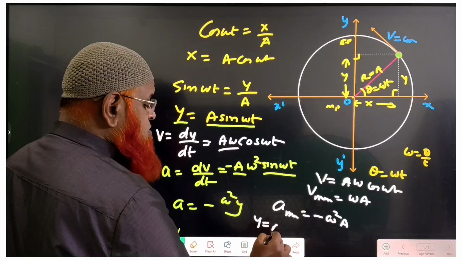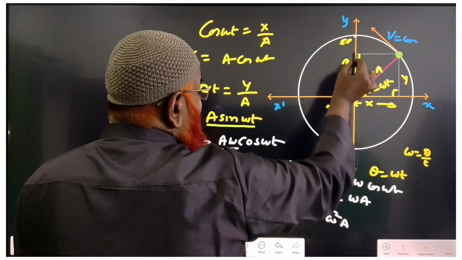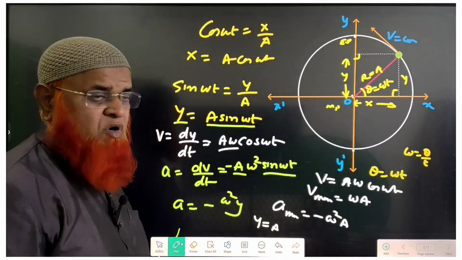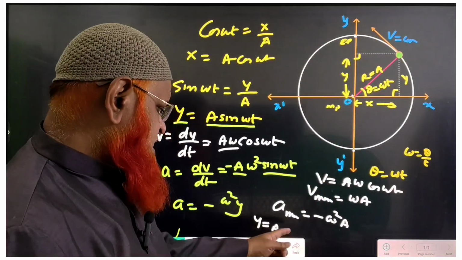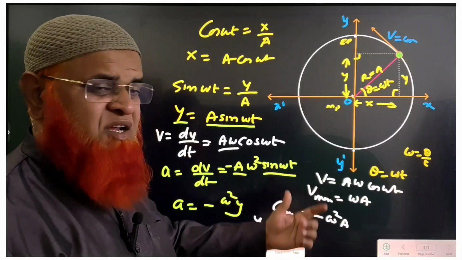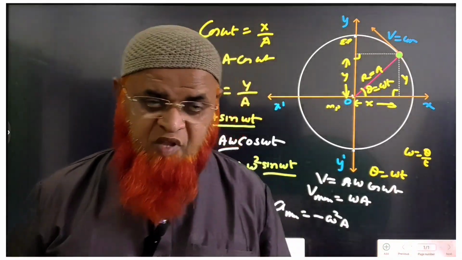Here, y is going to become A, because acceleration is maximum at the extreme positions and minimum at the mean position. Okay, so acceleration is always directed towards the mean position. Therefore, we're getting acceleration as maximum, which is minus omega square into A. That's it.